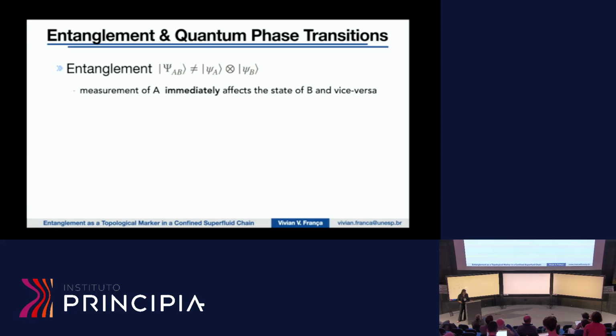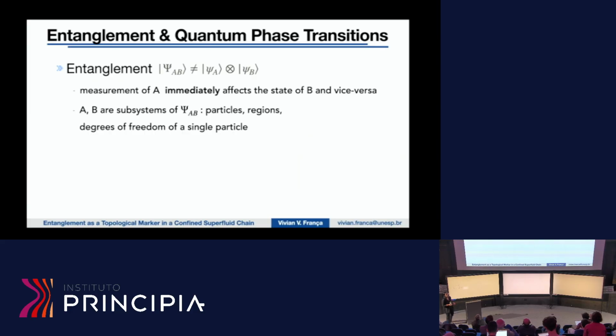Okay, that's quite general, but the point here is that these A and B can be almost anything. It could be two particles, it could be spatial regions of your system, of your chain. It could even be different degrees of freedom of a single particle. So A and B is free, and of course, depending on how you define this entanglement, we'll get a different result.